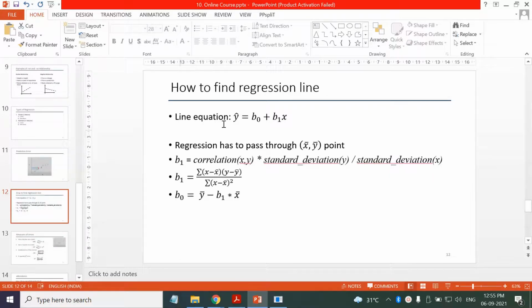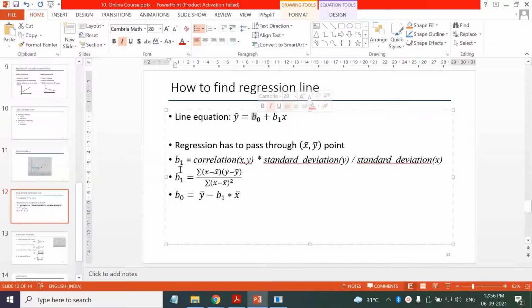Yes. So our line equation will be in this form: y cap. The cap actually represents the predicted value. So y cap equals beta 0 plus beta 1 x, that is our line equation. We have to learn these beta 0 and beta 1 values. We have observed that the regression line has to pass through x bar comma y bar, that is the mean of x and the mean of y. And beta 1 is given by this formula: correlation of x and y multiplied by standard deviation of y divided by standard deviation of x.